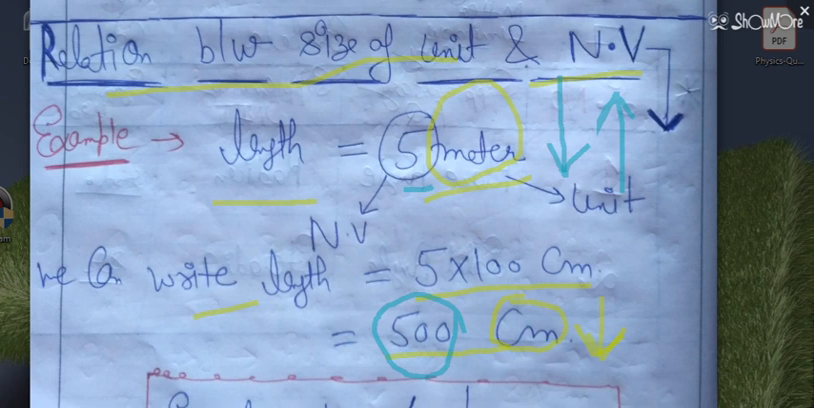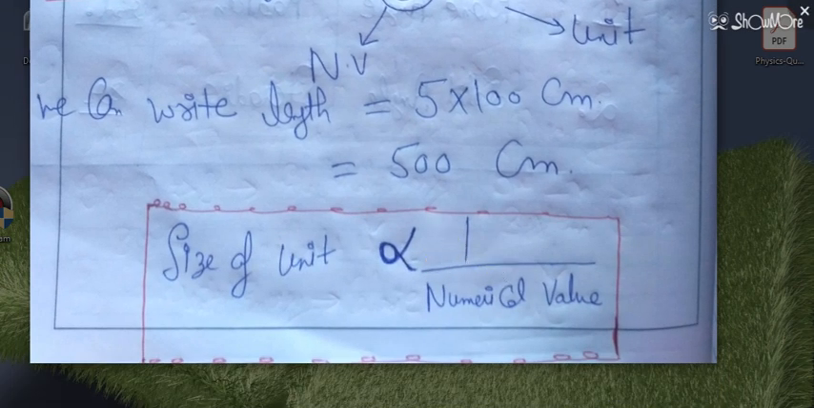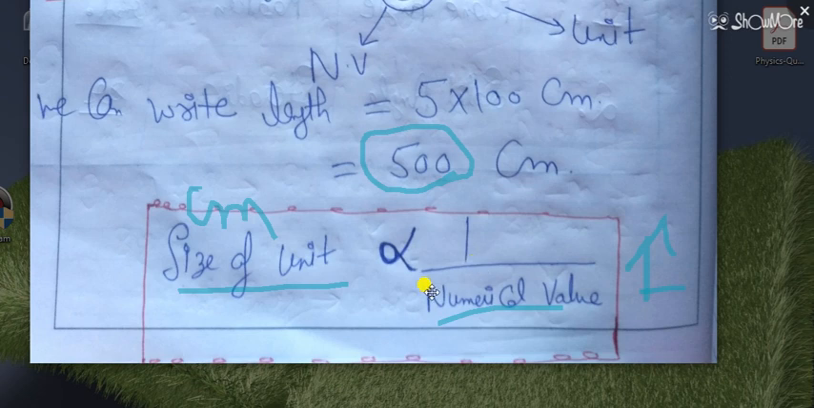You can see that these two have an opposite relation. Size of the unit is inversely proportional to numerical value. So if the size of the unit is centimeter, then its numerical value will be more. So the size of unit is inversely proportional to numerical value. The more the numerical value, the smaller the unit. Like here the numerical value is large, so the larger the numerical value, the smaller the unit.